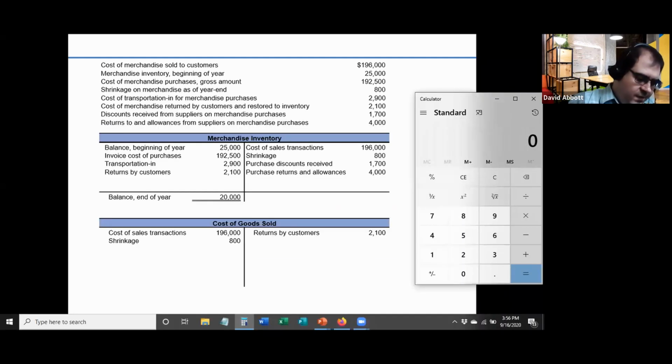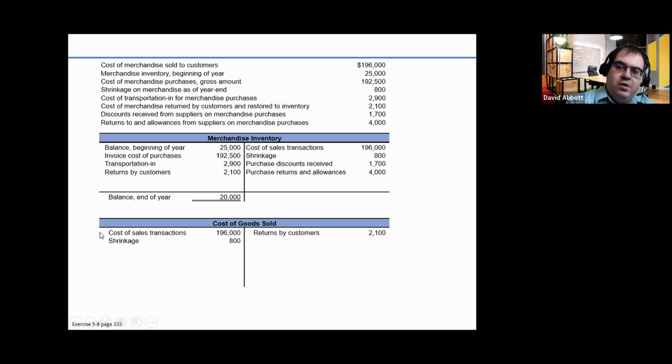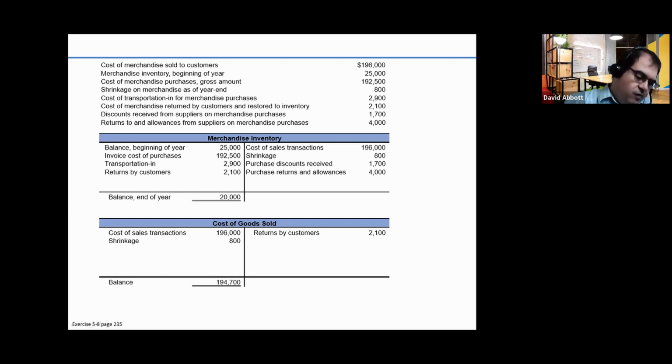Okay, and then we can do the same thing for our cost of goods sold. So again, add up all the debits, subtract the credits, and we know then that our cost of goods sold balance is $194,700. And again, its normal side is a debit because it is part of our income statement, and it is kind of like an expense account.